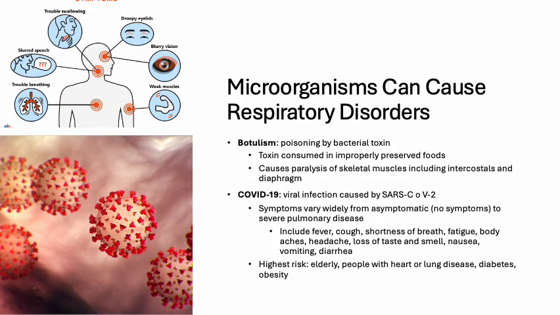Botulism is rare but deadly. It results from a bacterial toxin often found in improperly preserved foods. The toxin causes paralysis of skeletal muscles, including those needed for breathing. Without intervention, respiratory failure occurs.